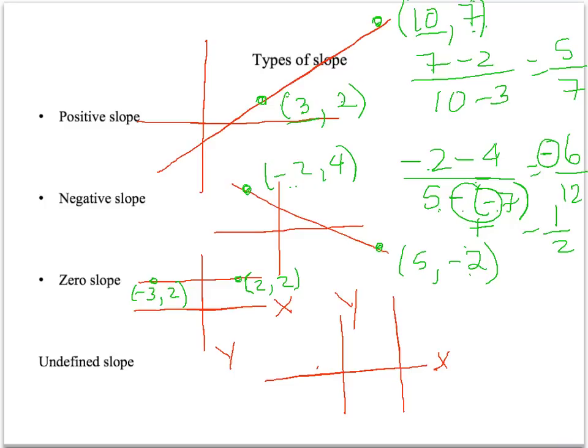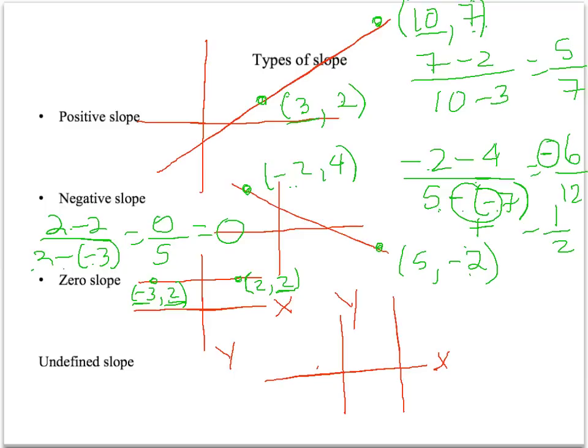So to figure out the slope, my change in my y value is 2 minus 2 over 2 minus negative 3. Well, 2 minus 2 is 0. 2 minus a negative 3 is like 2 plus 3, so that's 5. And remember, when I divide 0 by anything, I get 0.